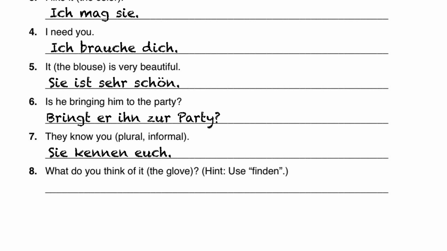What do you think of it, the glove this time? We're going to use a form of finden according to the hint off to the side there. The phrase of what do you think of, or how do you find this thing, that would be wie findest du. Then we want to say the glove, and so we have to use here the masculine accusative because it would be der Handschuh, but the accusative form den Handschuh, and so when we replace it with a pronoun, we have to use here ihn. Wie findest du ihn? What do you think of it?